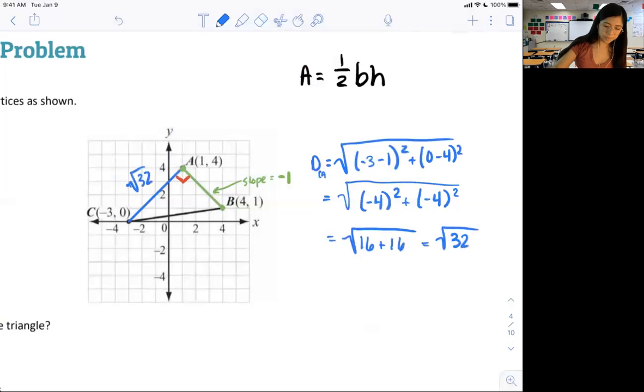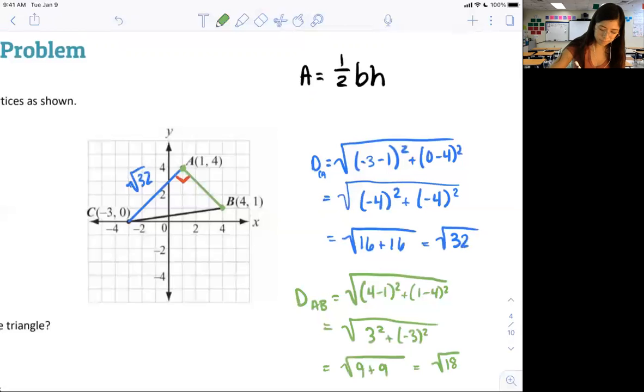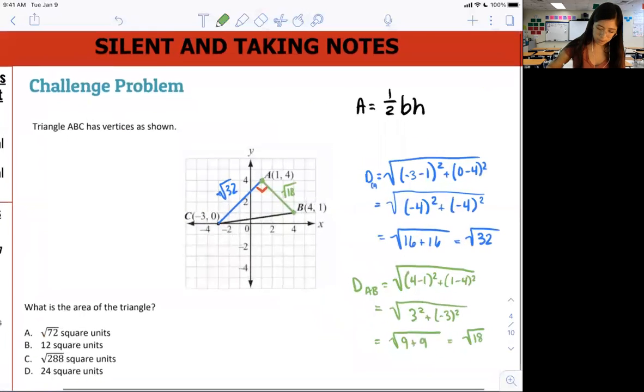Now the green line, the distance of AB. 4 minus 1 squared plus 1 minus 4 squared. Well, this would be 3 squared plus negative 3 squared, otherwise known as 9 plus 9, otherwise known as the square root of 18. The blue one's 5.7.